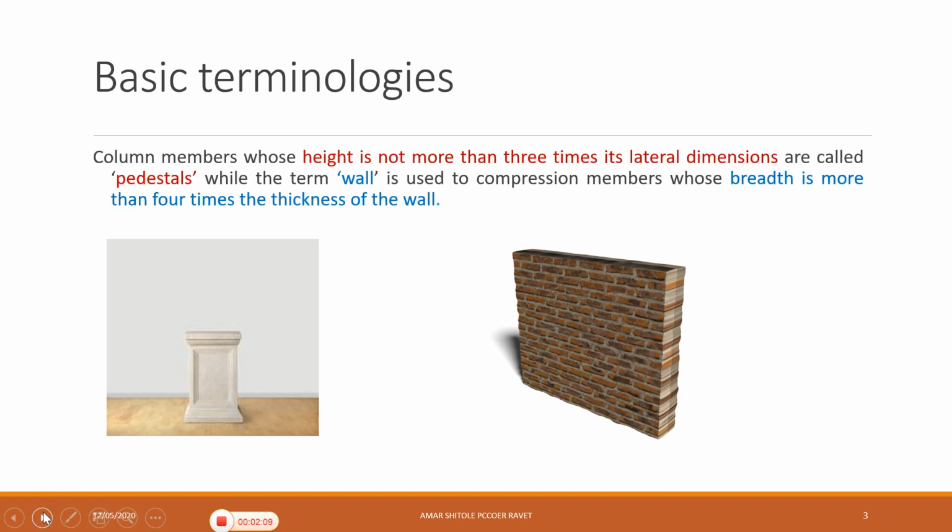So how can we define it? The column members whose height is not more than 3 times the lateral dimension are called pedestals, while the term wall is used for the compression member whose breadth is more than 4 times the thickness of the wall. Though they represent the same thing, the terminologies are different according to their dimensions.